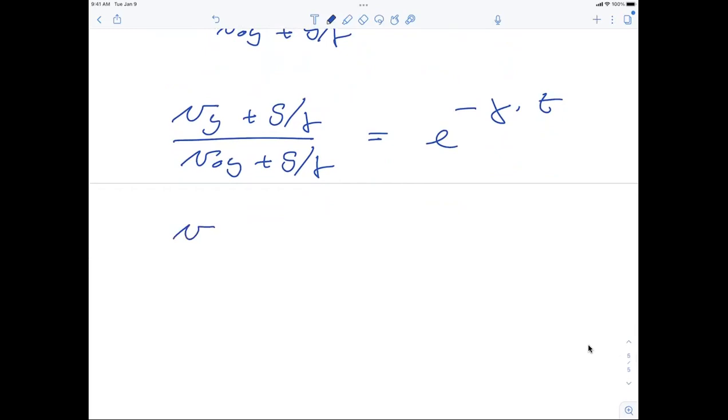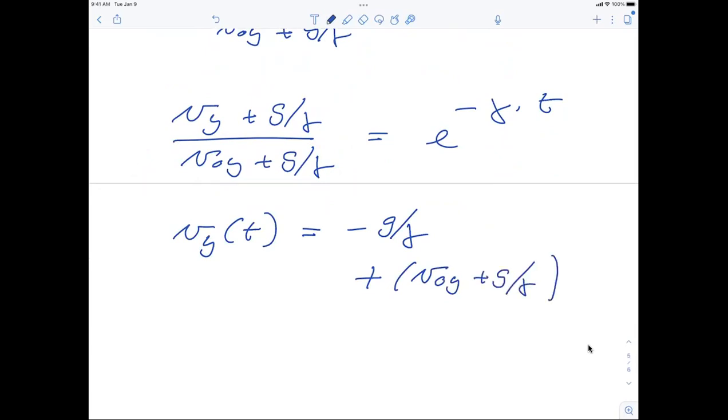So if we just shuffle things over, we will have a vy of t, which is going to be given by minus g divided by gamma. I multiply on both sides with this quantity here. So this is going to be plus, oops, sorry. It's going to have a plus, and then I will have a v0y plus g divided by gamma multiplied with e to the minus gamma t. So that's my velocity. Then when I want the position, I can integrate up once more. And then we are basically done. We have solved the problem.